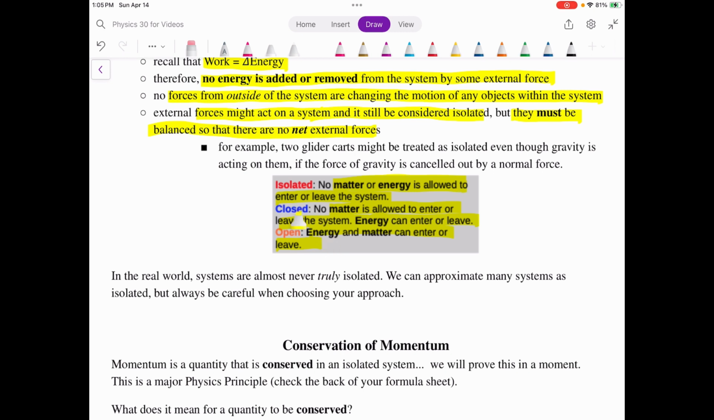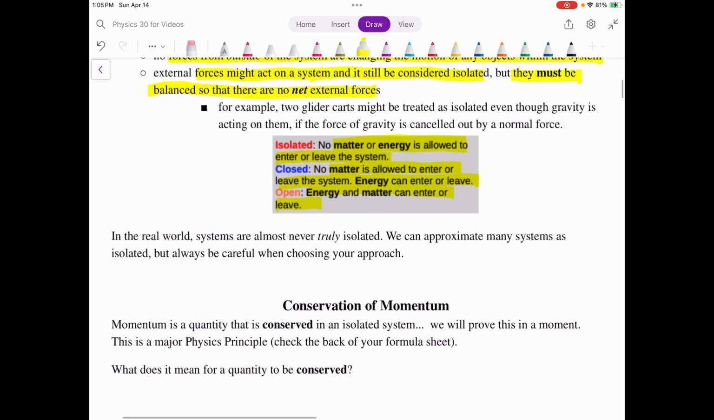A closed system might be like a thermos. A thermos, no matter is allowed to leave. If you've tightly sealed up your thermos, the water can't leave. The steam from the coffee's not leaving. But we know eventually the thermos will get cold, so clearly energy can still leave the system. And in an isolated system, neither matter nor energy is allowed to enter or leave. So that might be like a hypothetical perfect thermos that truly keeps your coffee the same temperature, and it doesn't allow energy to leave at all.